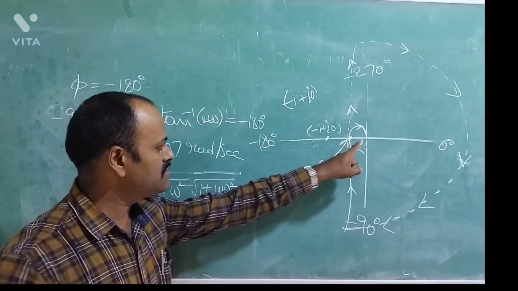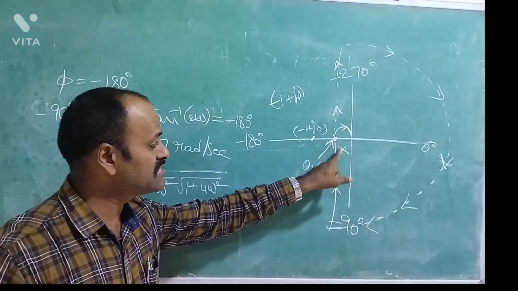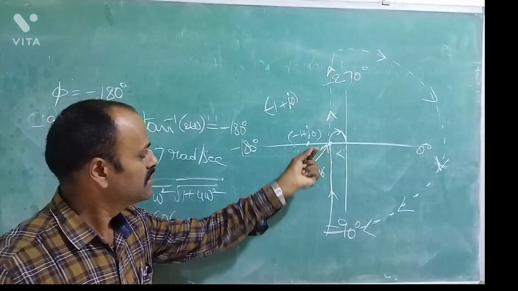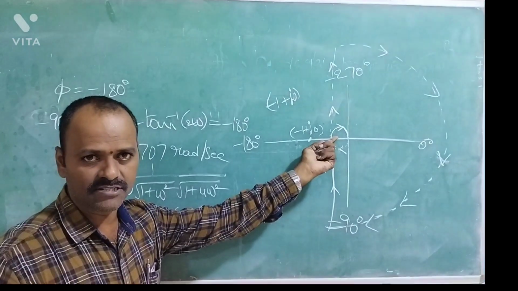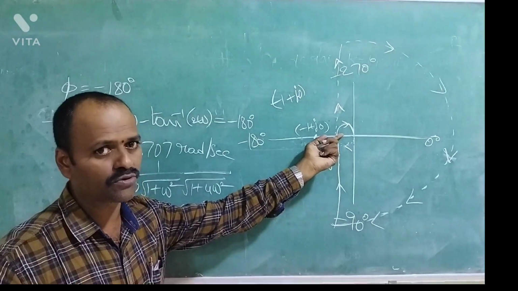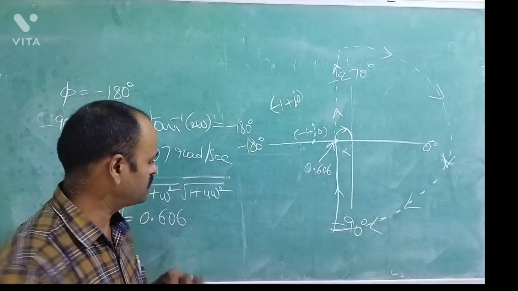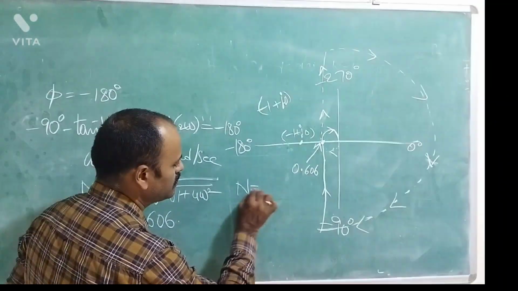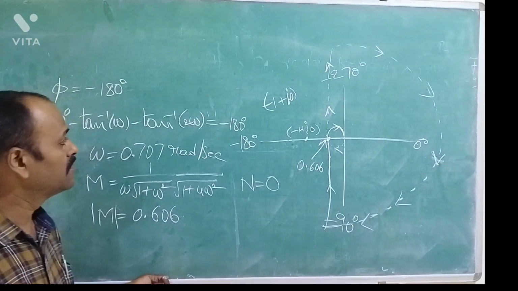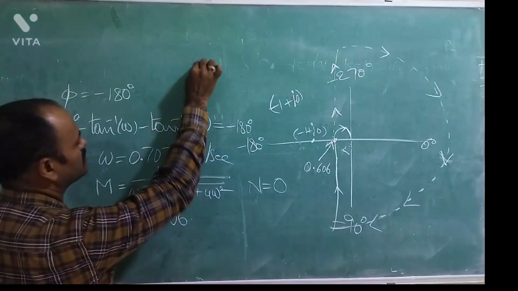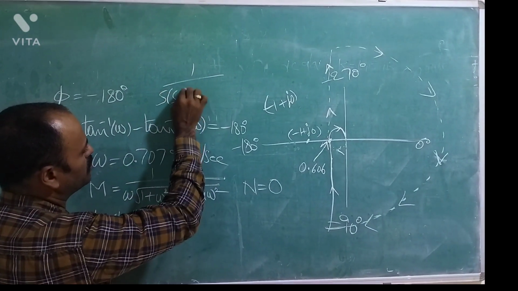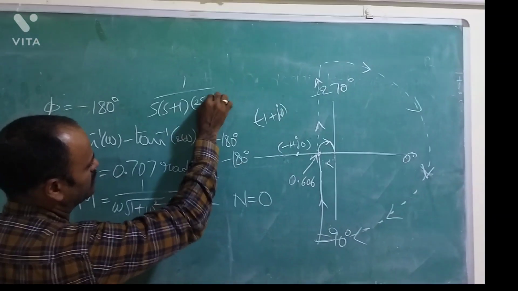So from this, what is the number of encirclements of the -1 + j0 point? -1 is outside the closed contour. So there are no encirclements of the -1 + j0 point, and then N equals 0. And from the given transfer function, that is 1 by s into (s plus 1) into (2s plus 1).